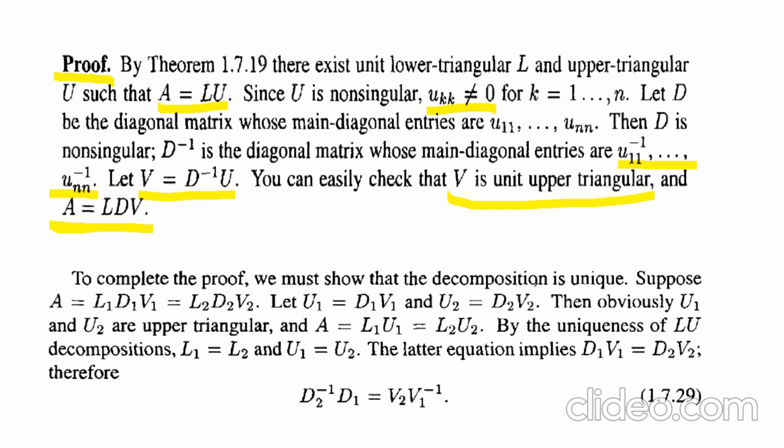We have A is equal to LU, and U is decomposed here. V is considered as D inverse U, therefore A can be written as LDV. To complete the proof, we must show that the decomposition is unique.